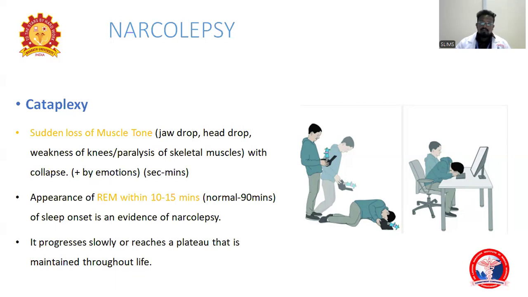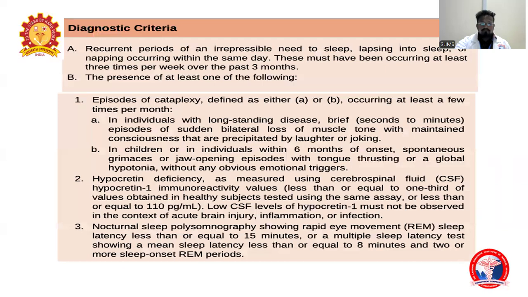But the patient doesn't have any other neurological condition like stroke or cardiac arrest; nothing else will be there. Only a sudden loss of muscle tone, which may last 10 to 15 minutes, after which the patient wakes. Appearance of REM within 10 to 15 minutes, rather than the normal 90 minutes, of sleep onset is evidence of narcolepsy. It progresses slowly or reaches a plateau that is maintained throughout life.